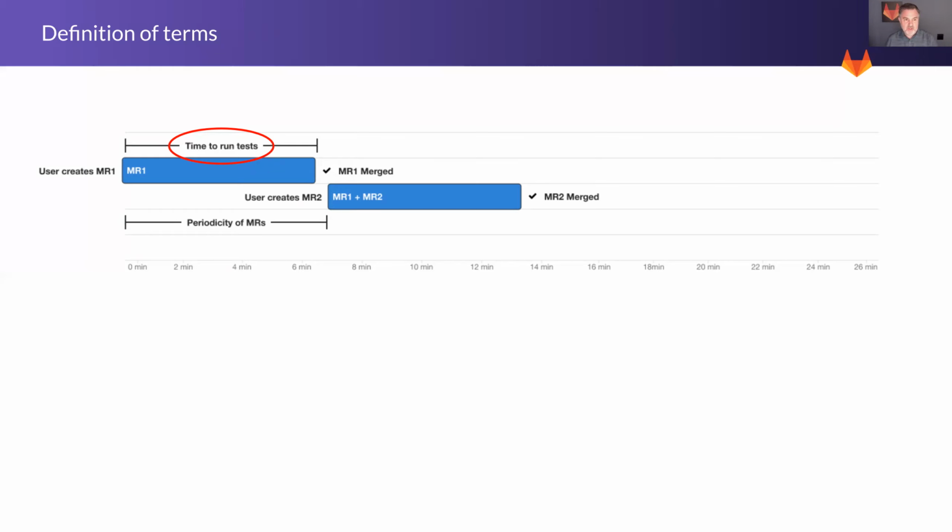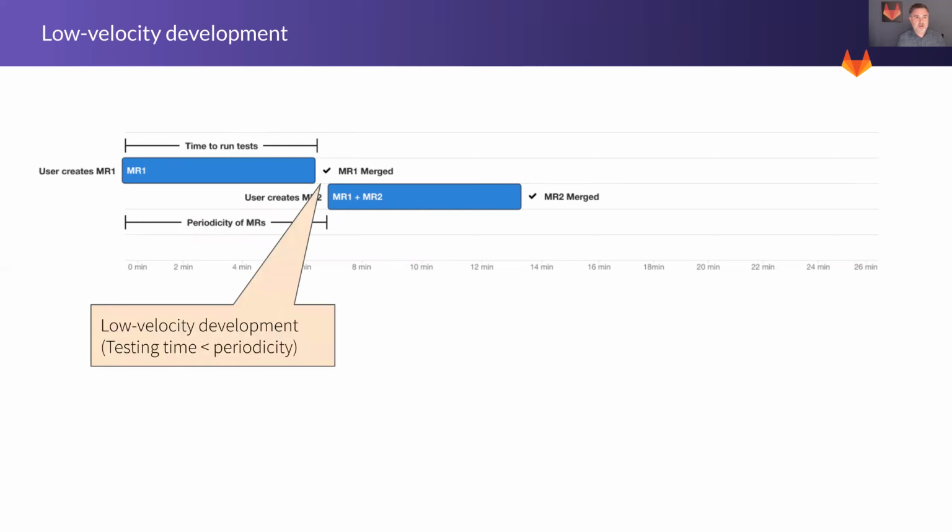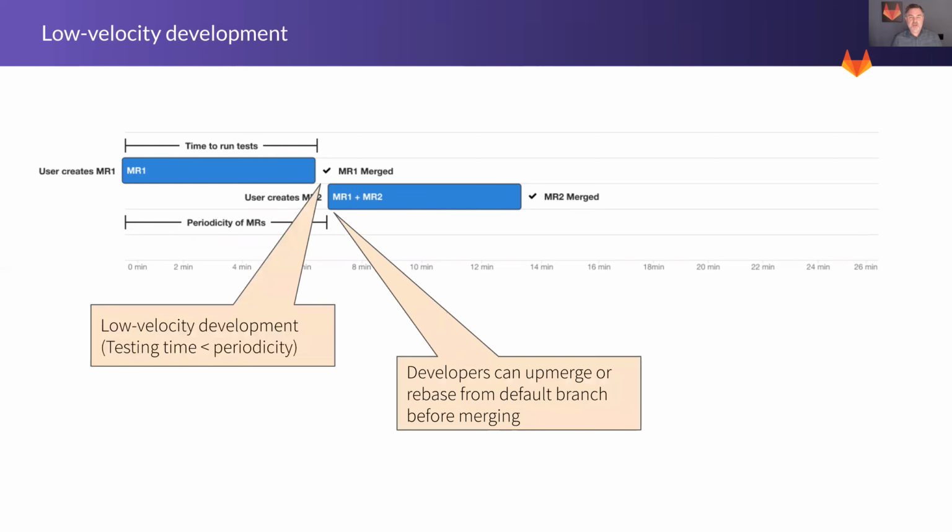And then there's another variable, which is the periodicity of the MRs. How frequently are new MRs ready to be merged, right? And if the time to run tests is generally shorter than the periodicity of the MRs, then you're good, because you're in what I'm calling the low velocity development mode on that particular project. Maybe there's a small number of developers, maybe changes are occasional, maybe test runs are short, but in any case, to keep your default branch green, developers on feature branches might have to upmerge or rebase from the default branch before they can merge down, but you could still keep your default branch green.